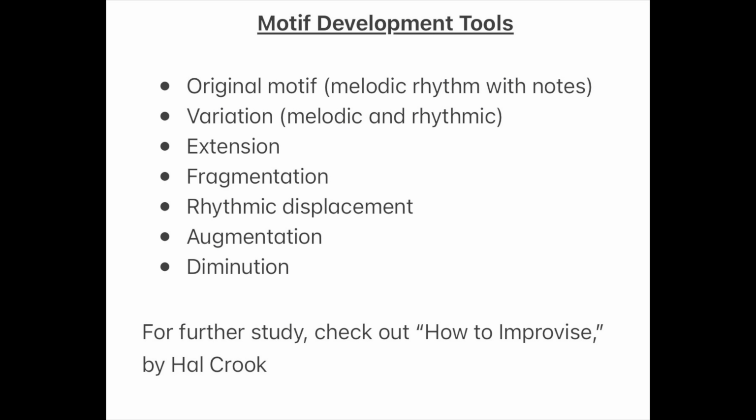Here are some common specific tools you can use to develop your motifs. Start with an original motif. Just pick a rhythm and add notes that fit the harmony. You can consider variation, of which there are 2 types, melodic and rhythmic. Melodic variation means same rhythm, different notes. Rhythmic variation means same notes, different rhythm.